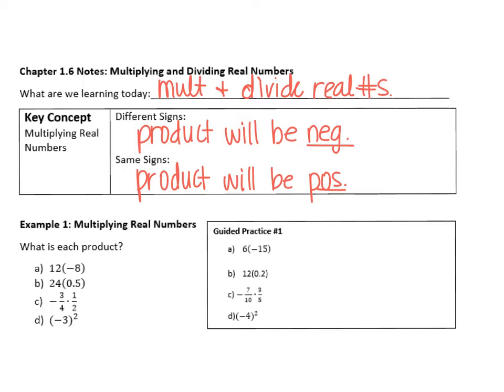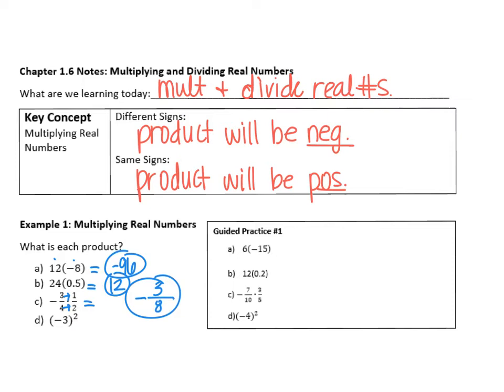Alright, so A. For example 1, I've got a positive times a negative, so my answer will be negative. And then 12 times 8 is 96. B, I have a positive times a positive, so that will be positive. And 24 times a half is 12. C, I have a negative times a positive, so my final answer will be a negative. And then you just multiply straight across the top of a fraction to get 3. And then multiply straight across the bottom and you get 8. So negative 3/8.